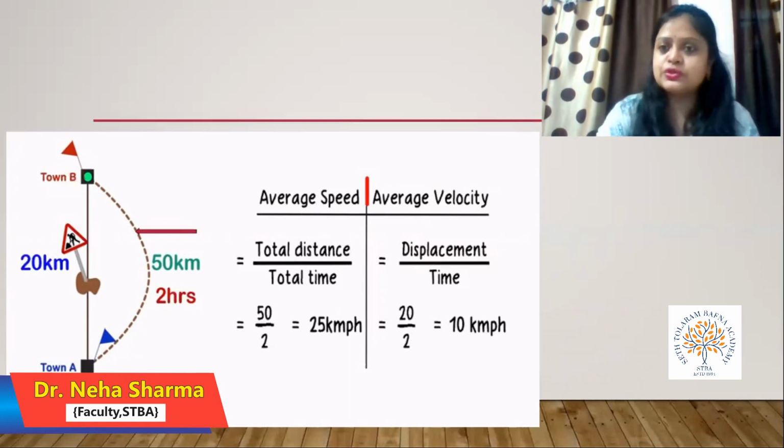And the average velocity in that case uses the displacement, which is the difference between the final and the initial point. So the displacement is 20 kilometers and the time is 2 hours. In that case, the average velocity is 10 kilometers per hour.